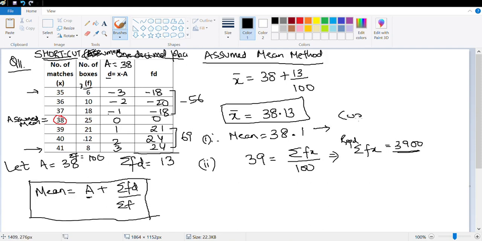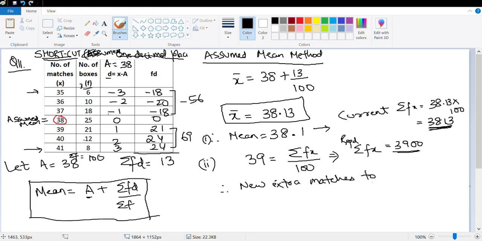And what is my current summation fx? So current summation fx is mean, which is 38.13 multiplied with 100, which is 3813. So currently in the 100 boxes there are 3813 matches. They want 3900. Therefore new or extra matches to be added will be equal to 3900 minus 3813, which will be equal to 87. Perfect. So let's move on to the next.